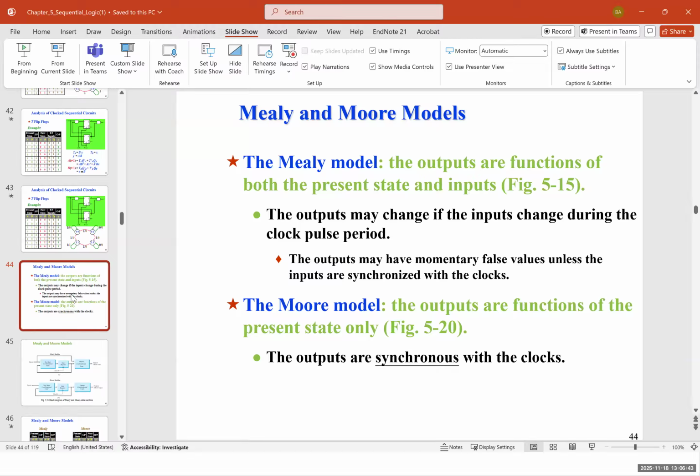So the difference between the Mealy and the Moore model is that the Mealy is a function of both the present state and the input, but the Moore model is a function of the present state only. The outputs are synchronous with the clock in a Moore model, but in Mealy it can be synchronous or it may not be synchronous.